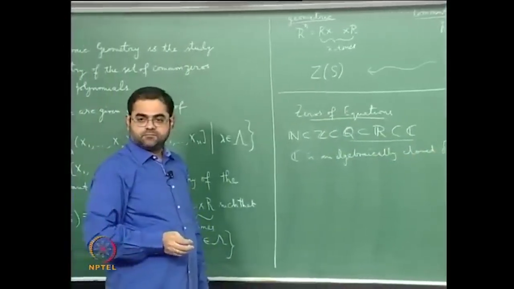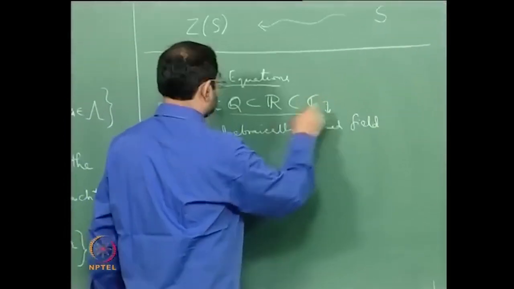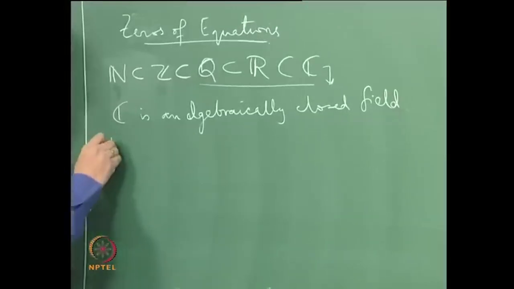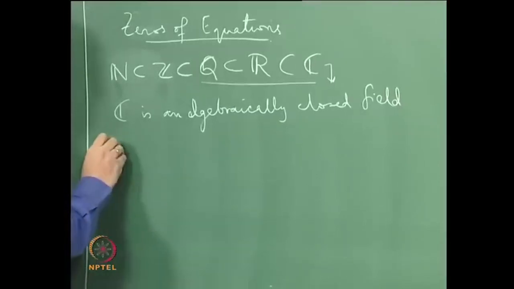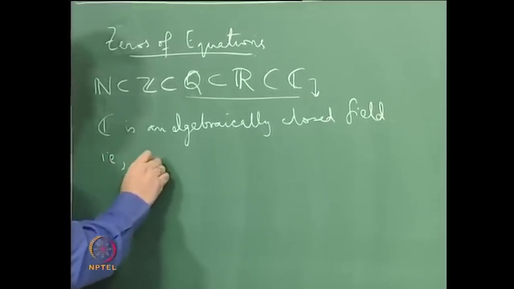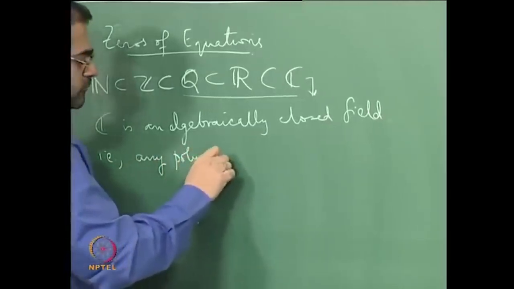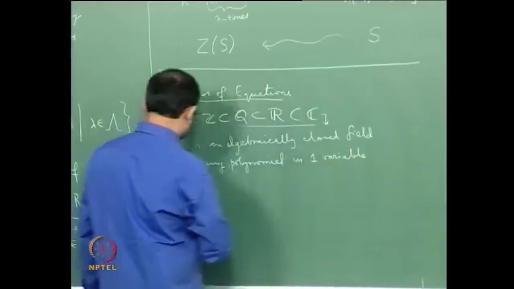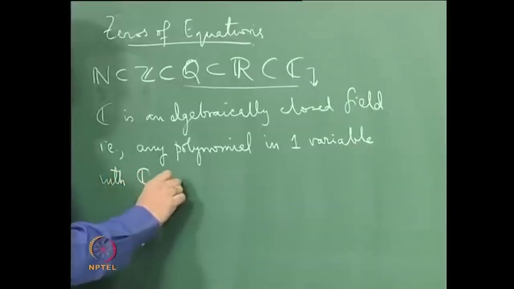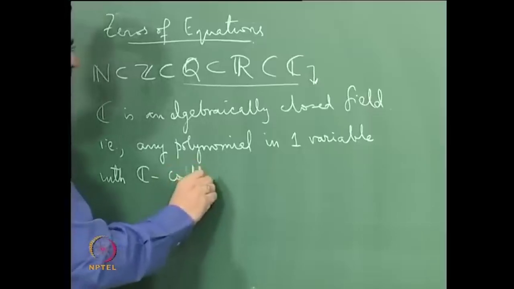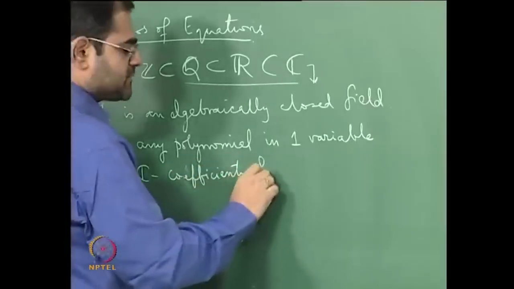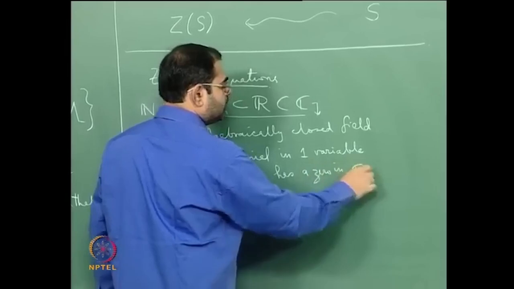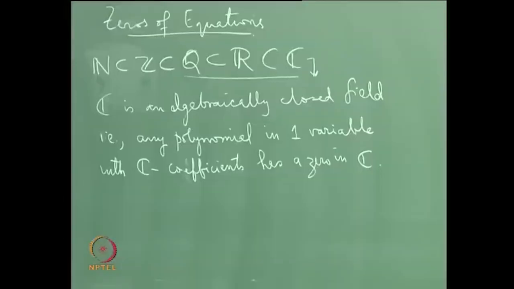Okay, C is an algebraically closed field. And what does this mean? That is, any polynomial in one variable with C coefficients has a zero in C. Okay.